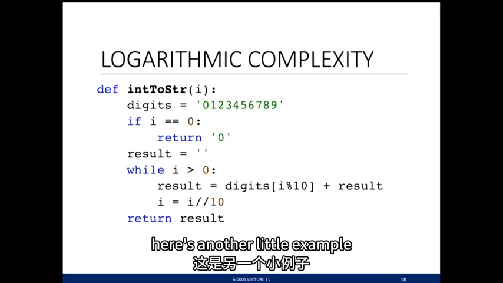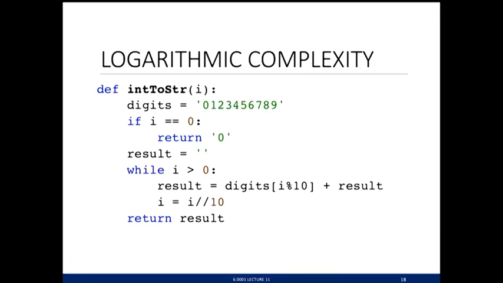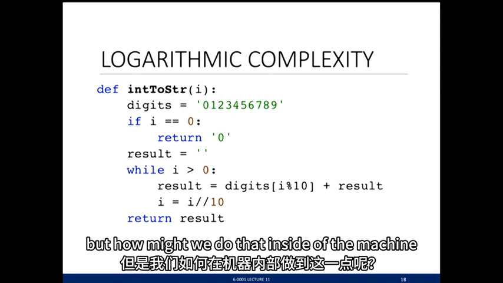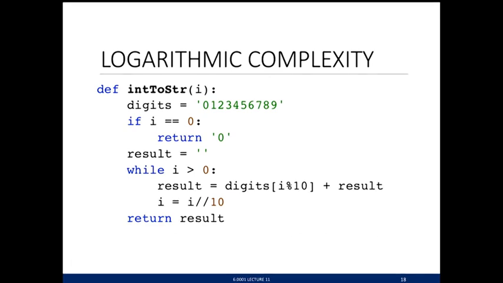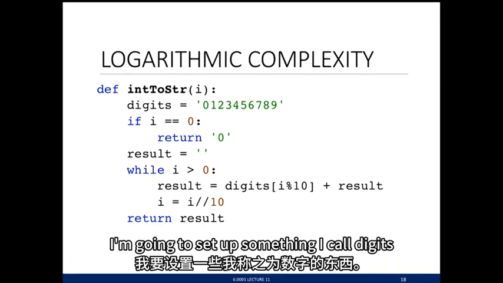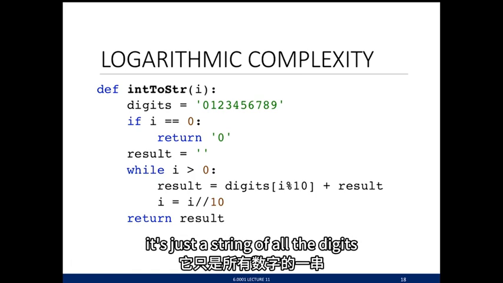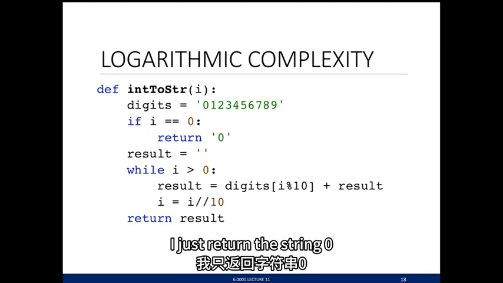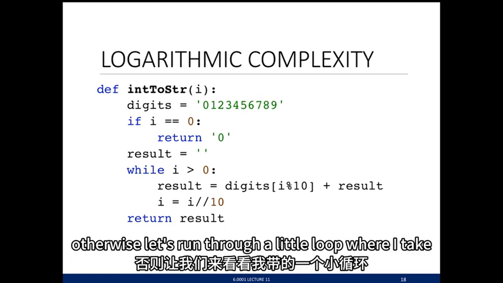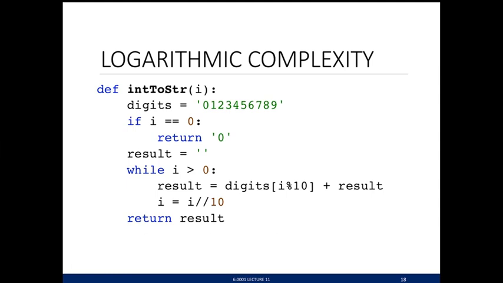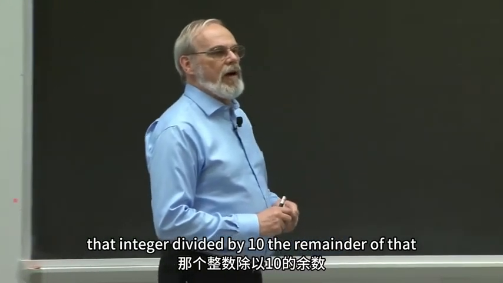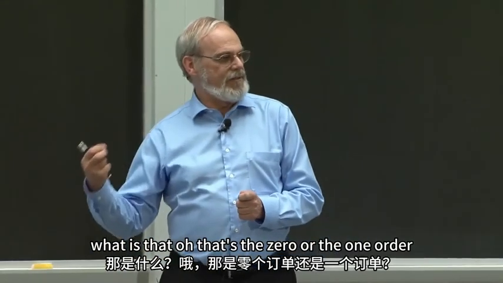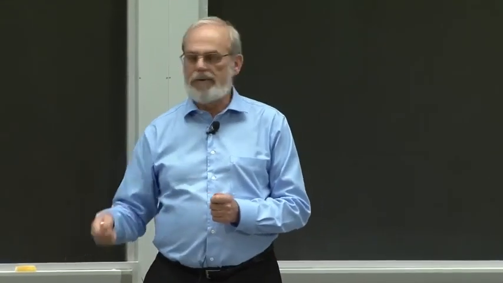Here's another little example, just to give you a sense of log. I want to convert an integer to a string. I know I can just call str on it, but how might we do that inside of the machine? Well, here's a nice little algorithm for it. I'm going to set up something I call digits. It's just a string of all the digits. If the thing I'm trying to convert is 0, I just return the string 0. Otherwise, let's run through a little loop where I take that integer divided by 10, the remainder of that. What is that? Oh, that's the 0th or the 1 order, the first order bit.